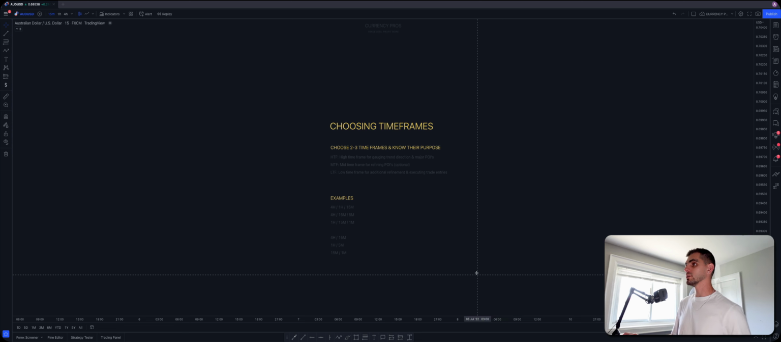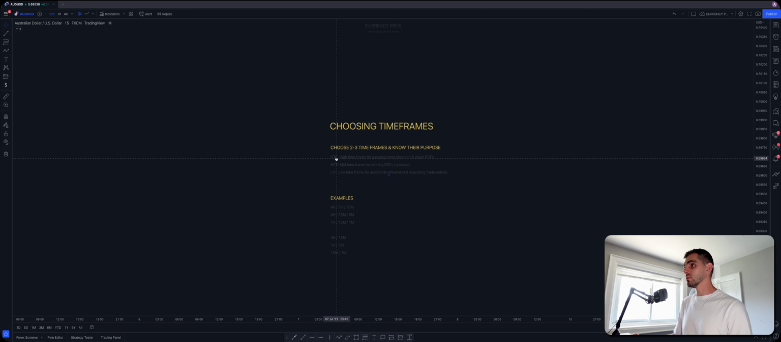In front of me, you can see that I've written a bit of an example here and an explanation behind the timeframes. So let me just read over it and explain a little further. So choosing timeframes. My recommendation is to choose 2 to 3 timeframes. And the most important part of this is knowing the purpose of each timeframe, okay? So many of you might already know these little acronyms here. HTF means higher time frame, MTF is mid time frame, and LTF is low time frame.